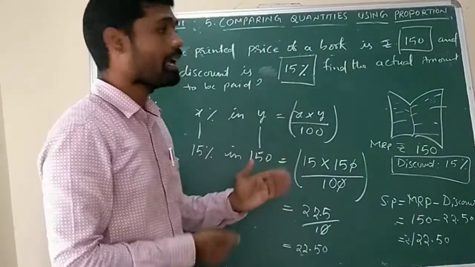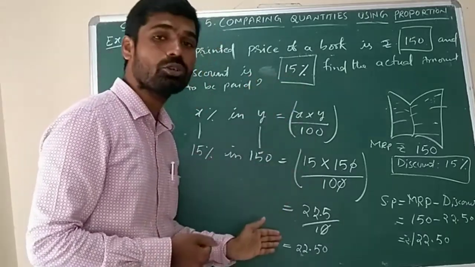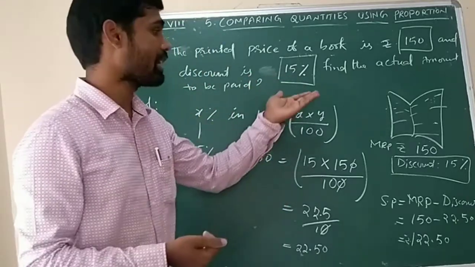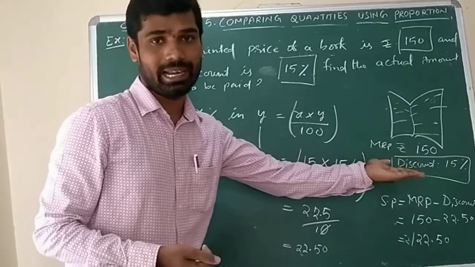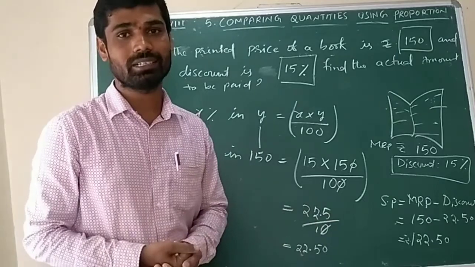So in this way we can find the discount here. So we have reduced. If we have increased the percentage, the same value should be added. So in this way we can find it in a simple manner.